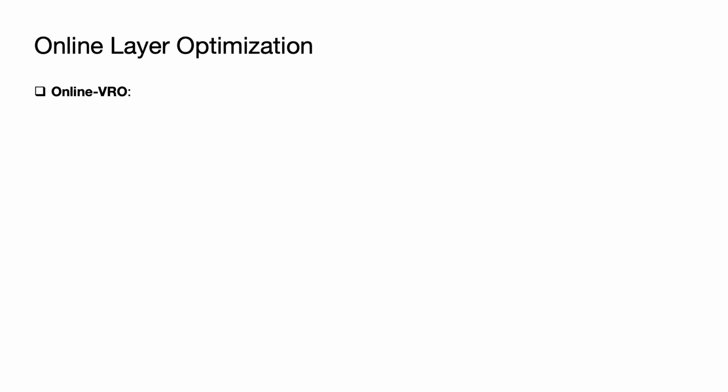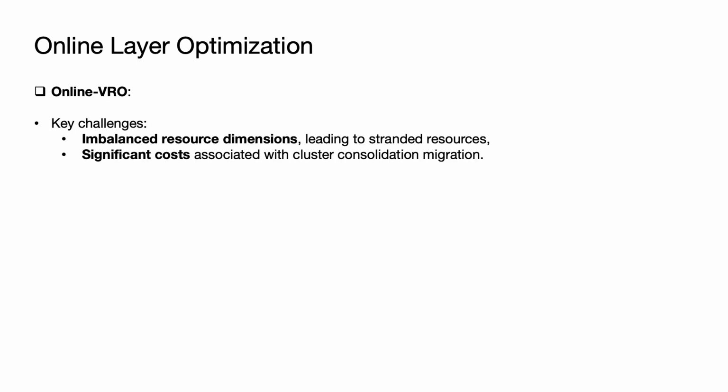First, let's introduce the online version of VRO. It aims to schedule resource requests on a minimum number of online machines. There are 2 challenges in online bin packing. First, imbalanced resource dimensions, leading to stranded resources. Second, significant costs associated with cluster consolidation migrations.